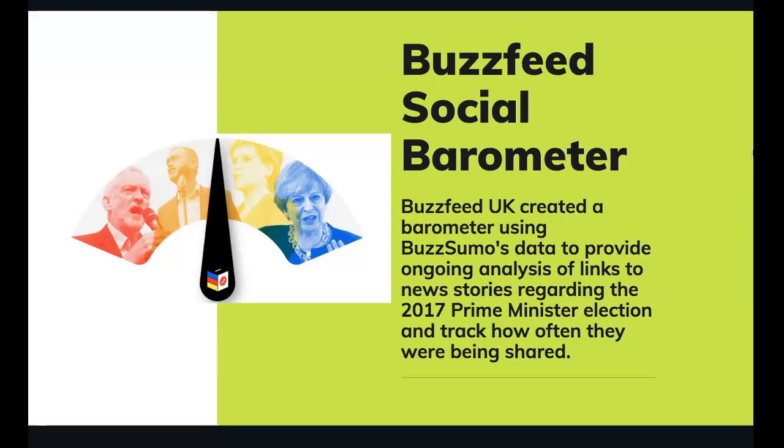So on to marketing campaigns. There's not really a marketing campaign since people don't market directly on BuzzSumo, but this is a really good example of how a company was able to use BuzzSumo's analytics in order to run a marketing strategy for their company. And this example is the BuzzFeed Social Barometer. So BuzzFeed UK wanted to give their company a voice and to be a part of the 2017 Prime Minister election. And so they came up with an idea to use BuzzSumo's data to provide ongoing analysis of links to news stories regarding the election and tracking how often they were being shared.